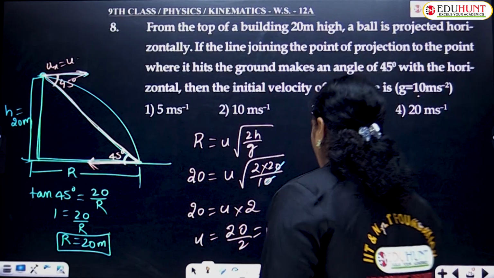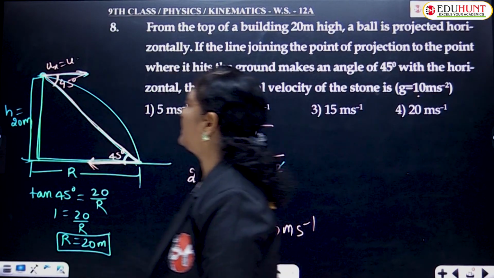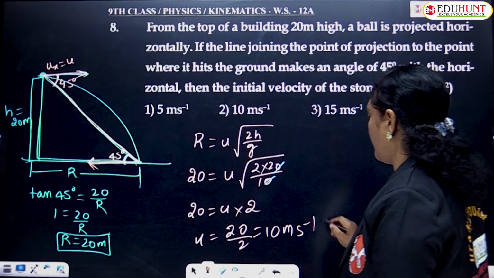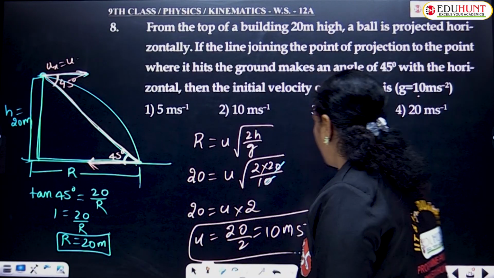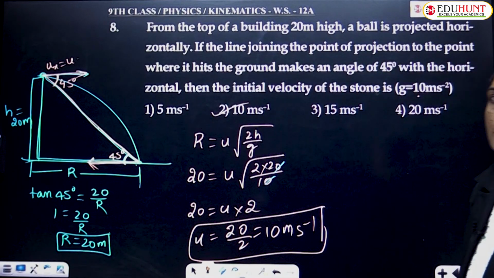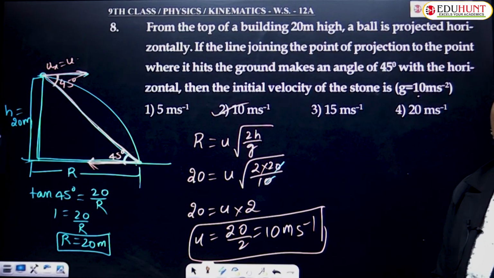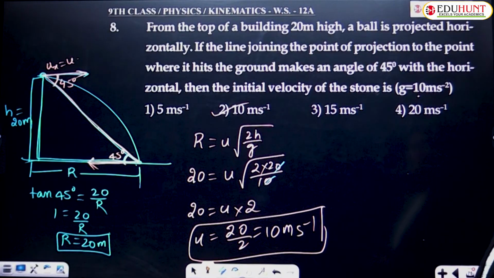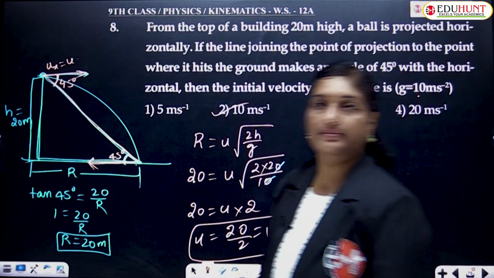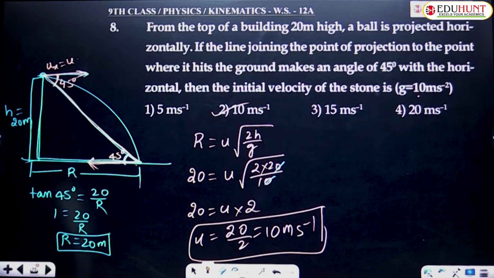Okay, children. Hence, the initial velocity of projection is found to be 10 meter per second. Hence, option number 2 must be true. So, the right option is option number 2, that is the ball is thrown with the velocity of 10 meter per second at an angle of 45 degrees with the horizontal. Okay, so moving to the next question.